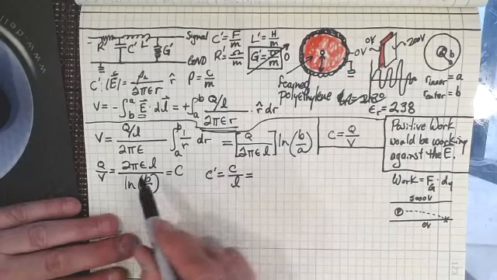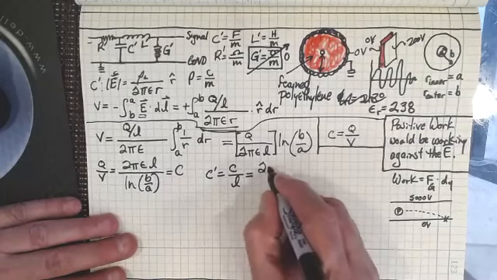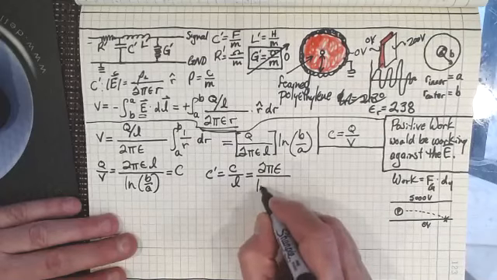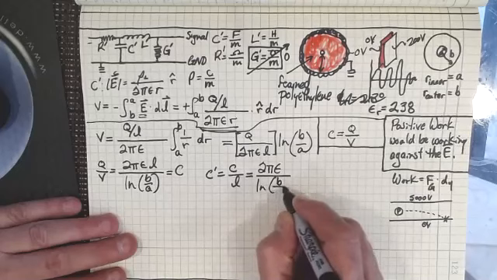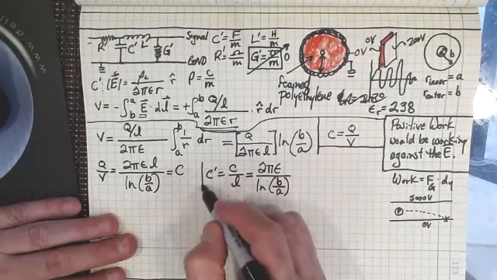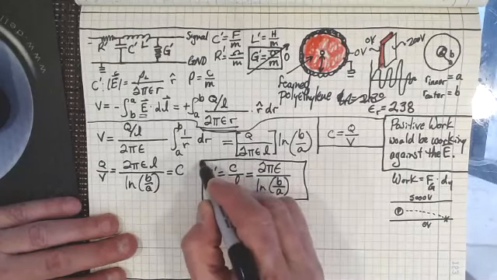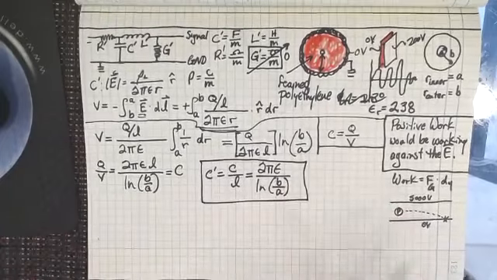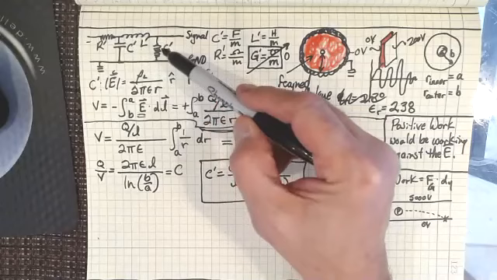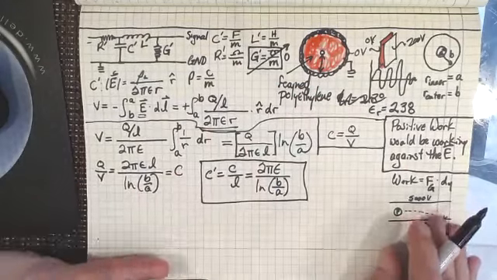So I got C over L, and if I take C right here and divide it by L, I think everybody can see that I get 2 pi epsilon divided by the natural log of the outside radius over the inside radius, right? Does everyone see that? Okay, now let's talk about the other two, the R prime and L prime.